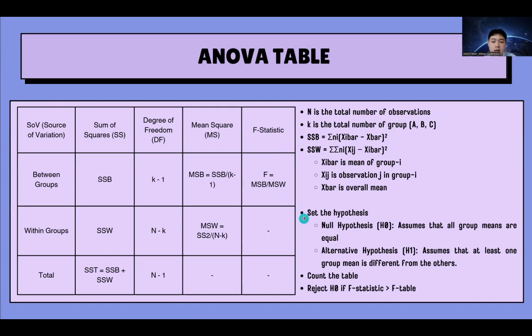So first you need to set the hypothesis. For example, the null hypothesis is assume that all group means are equal. And for the alternative hypothesis, assume that at least one group mean is different from the others. Next, you should count the table using the formula thus. And for the conclusion, reject the null hypothesis if F statistic is bigger than the F table.